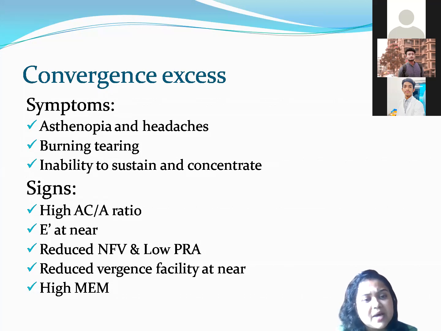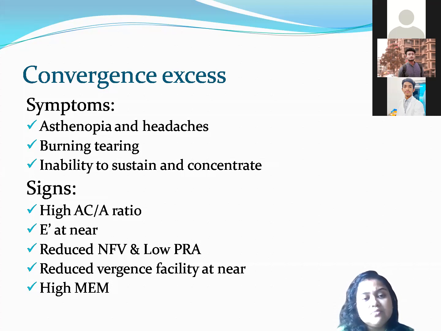So all the vergence parameters we have discussed. When we are doing a complete orthoptic evaluation, the vergence parameters will be decreased. The NFV, PFV, and the NPC and all that will get affected. For convergence excess, the NPC will be normal because the patient is having normal convergence. Reduced negative fusional vergence will be there. Positive fusional vergence will be normal for convergence excess. Negative fusional vergence will be less for convergence excess, and the PRA value will also be less.